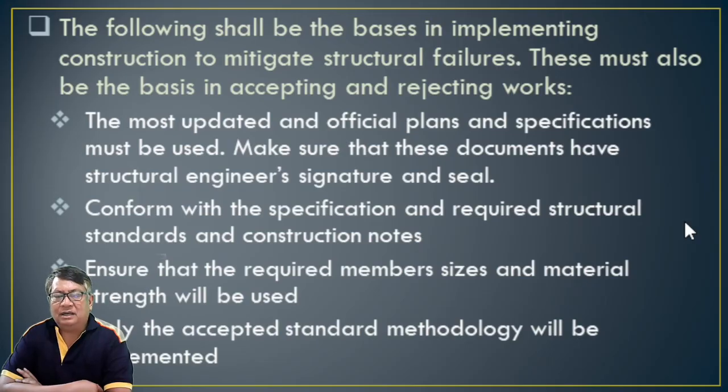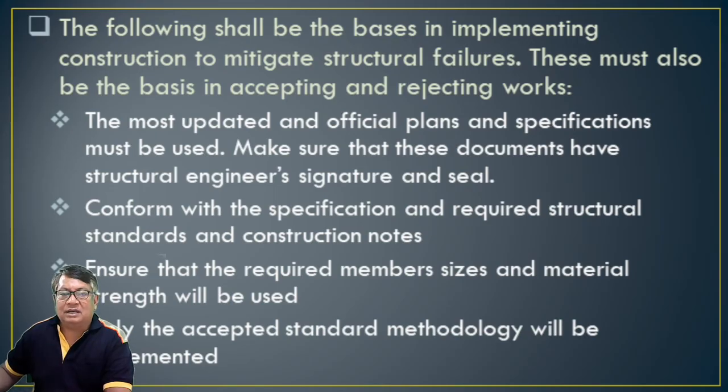The most updated and official plans and specifications must be used. Make sure that these documents have the structural engineer's signature and seal. So try to require the contractor to produce the as-built plan or the revised plan as applied in the construction proper. Then conform with the specifications and required structural standards and construction notes. Ensure that the required member size and material strength will be used.